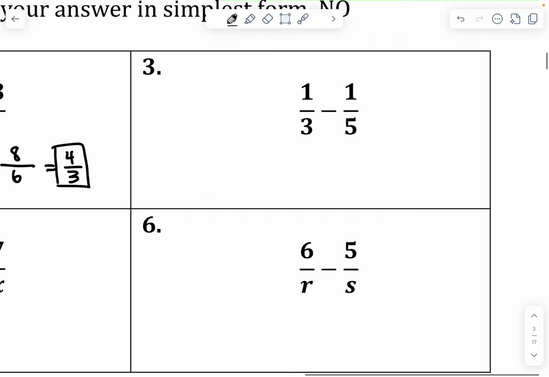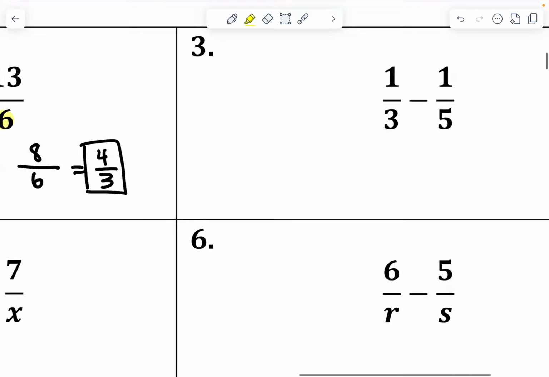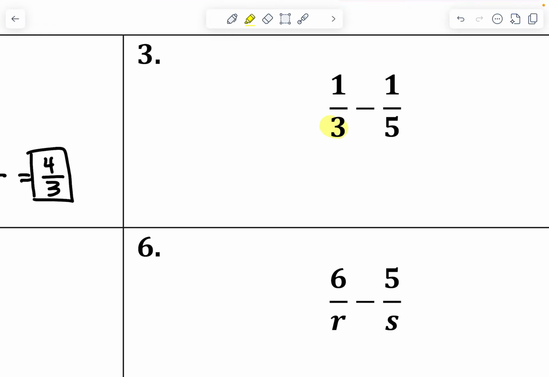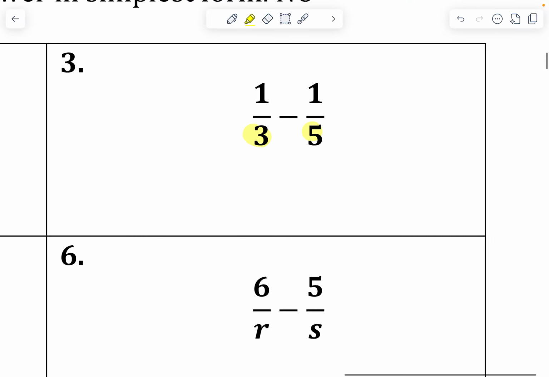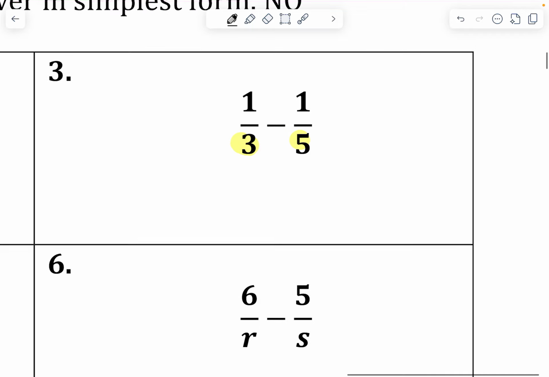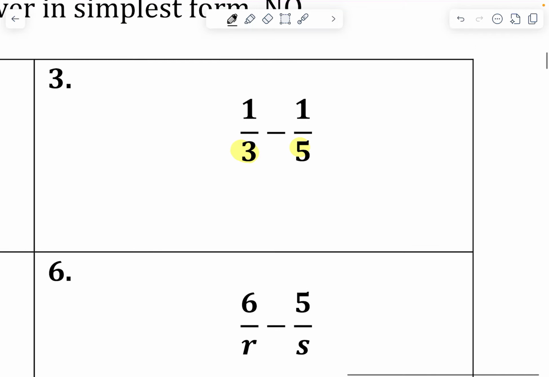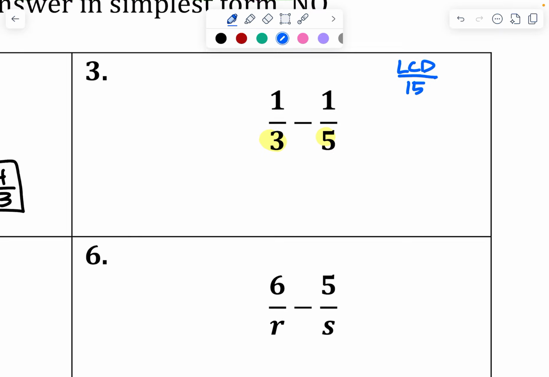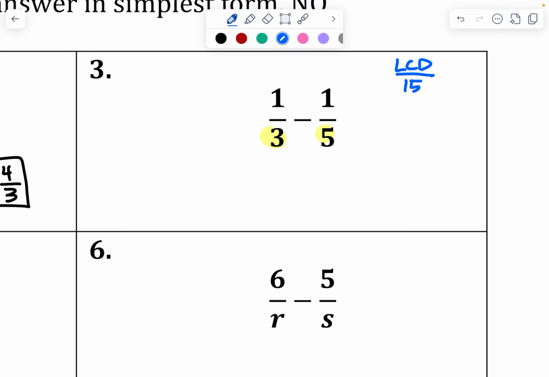Next, to get a common denominator, we actually have to change both fractions this time. In number 2, we just had to change the 7/2 because it was easy to turn a 2 into a 6. Here, there's no way to turn a 3 into a 5 or a 5 into a 3. And so the least common denominator between these two would be 15. When you're looking for the LCD, the least common denominator, you're looking for the smallest number that is divisible by both denominators. So in this case, that number's 15.